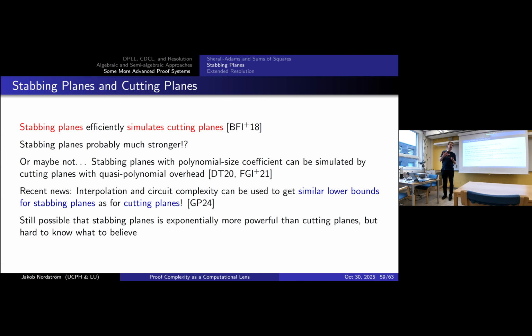So we really don't know. I still think it's reasonable to believe that stabbing planes should be asymptotically stronger than cutting planes, but it's already clear that this might not be so easy to prove. And there might not be an exponential separation. So this is something very interesting. We probably won't be able to talk about stabbing planes, unfortunately.